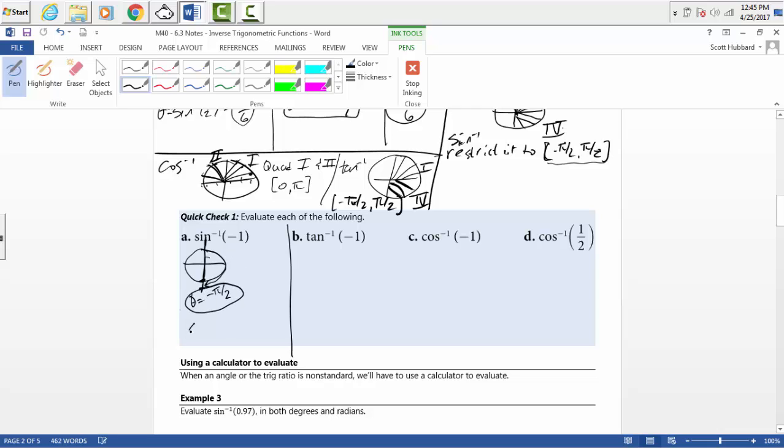So sine inverse of negative 1 equals negative pi over 2. And notice I didn't pass that wall. I had to go down to get there.